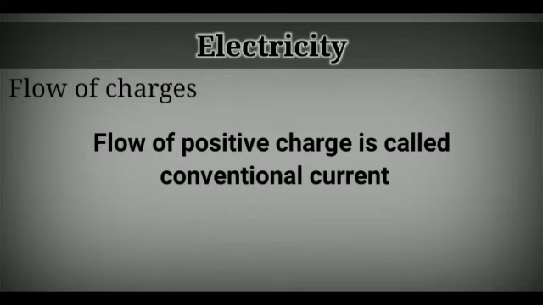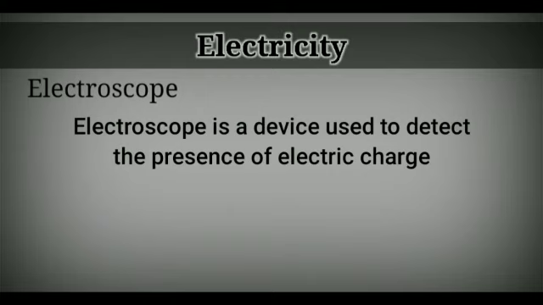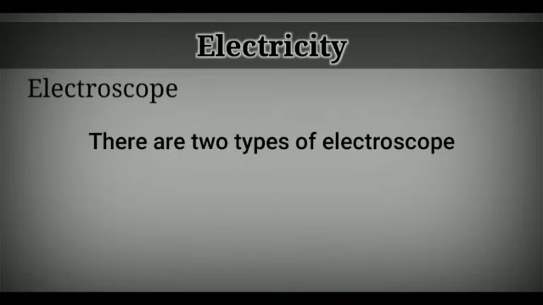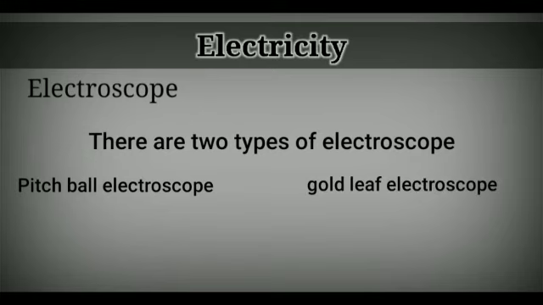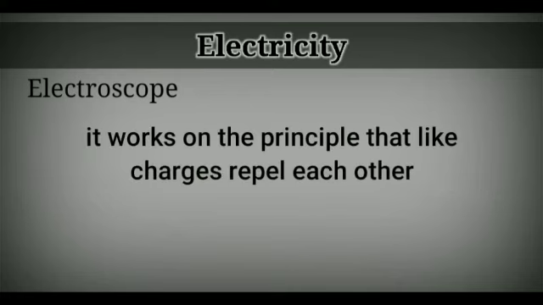Next one is the electroscope. An electroscope is a device used to detect the presence of electric charge on a body. There are two types of electroscope: pith ball electroscope and gold leaf electroscope. An electroscope is made up of conducting materials, generally metal. The electroscope works on the principle that like charges repel each other.